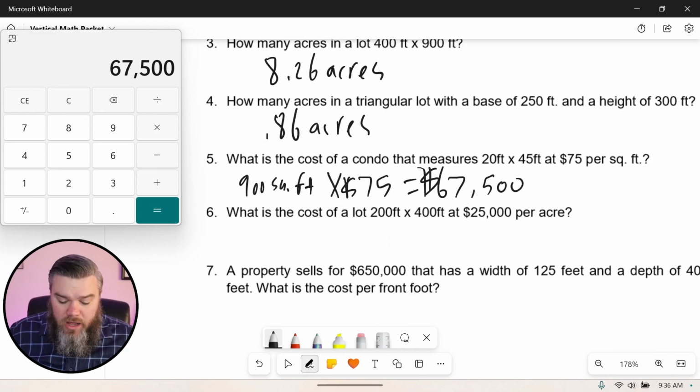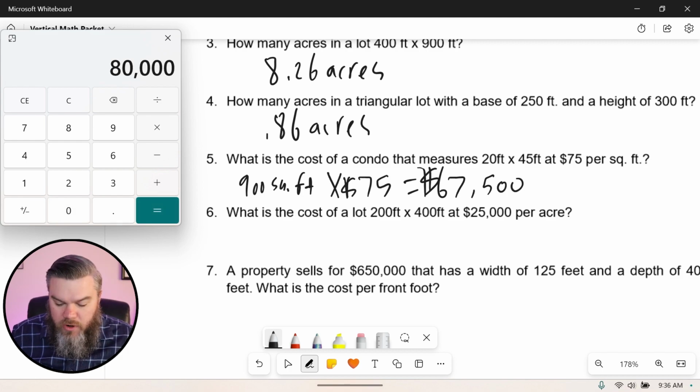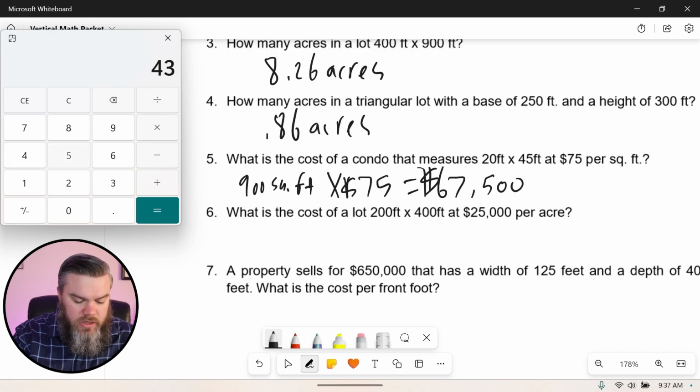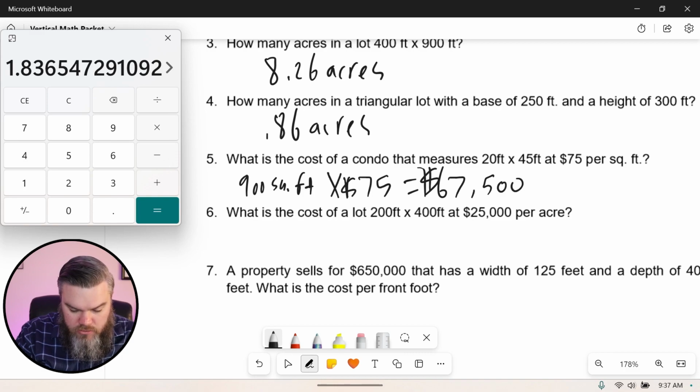What is the cost of a lot? 200 feet by 400 feet at $25,000 per acre. Same concept, all right? You've got your lot, 200 feet times 400 feet, which gives us 80,000 square feet, but we want to know the cost per acre. Remember, you can't do apples to oranges. We know the cost per acre, so we need to convert this to acres. So divide by our magic number, 43,560. We've got 1.83 acres.